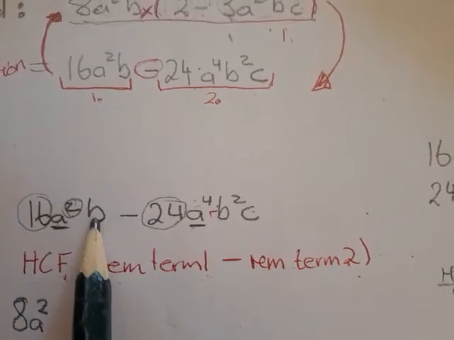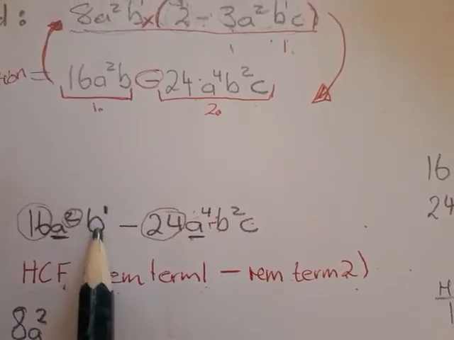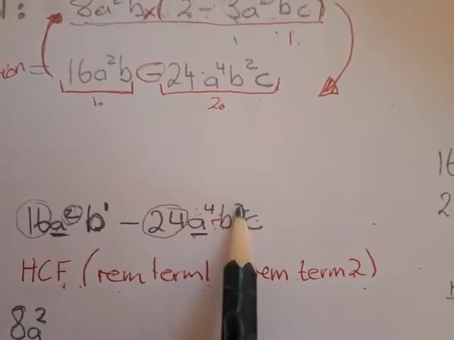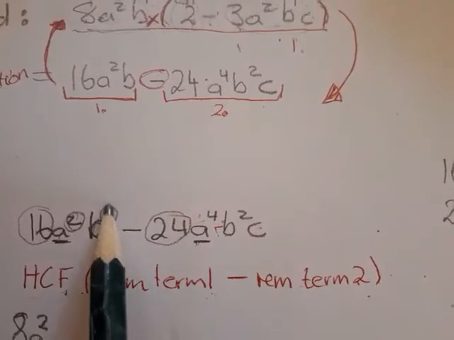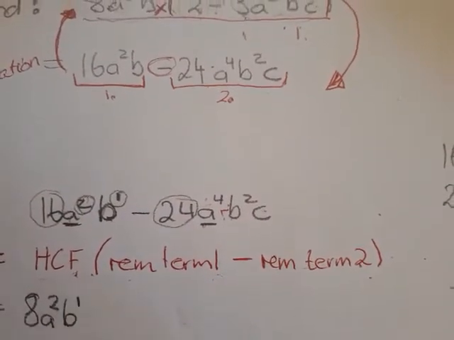Okay, then we got a b here and a b squared there. So again, people, this is b to the power of 1. Okay, this is b to the power of 2. The lowest is the 1, so the highest common factor has the lowest index.